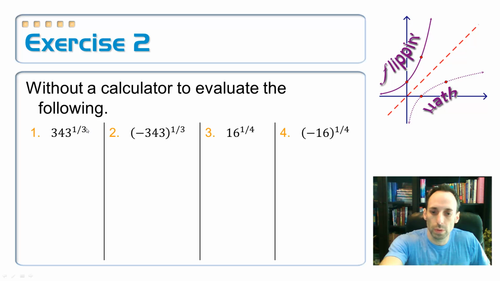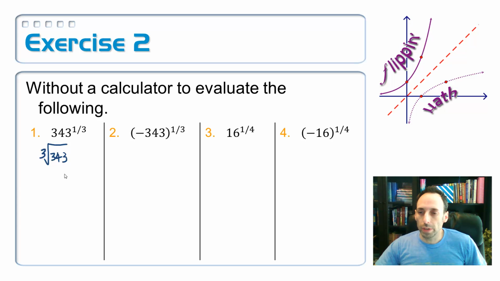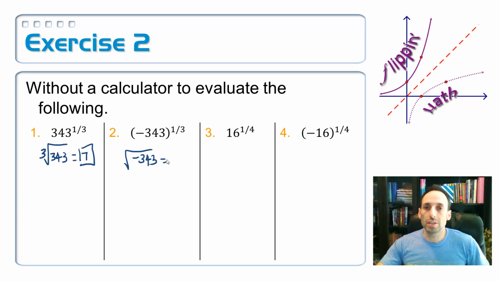Should be pretty simple if we know our cubes and stuff. Okay, so 343 to the 1/3 power is the same thing as the cube root of 343. And unless I'm mistaken, I believe that that is equal to 7. Okay, so number 2 means negative 343. It means the cube root. 1/3 power means the same thing as cube root, and you can take an odd root of a negative number.